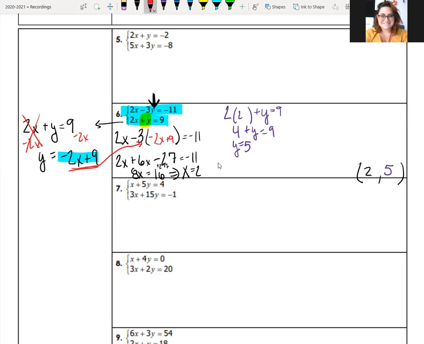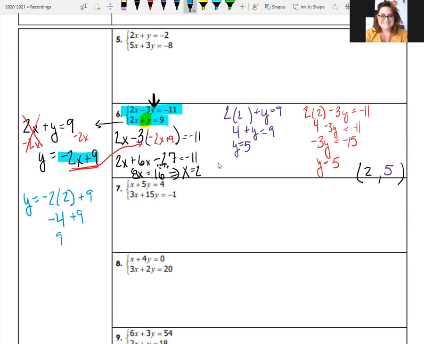If I wanted to plug into the first equation, we would have done 2 times 2 minus 3y equals -11, which means 4 minus 3y equals -11, which then becomes -3y equals -15. And when we divide, we still get y equals 5. And if we were to plug into this equation that we created, we would have y equals -2 times 2 plus 9, which means we get -4 plus 9, which is still 5.